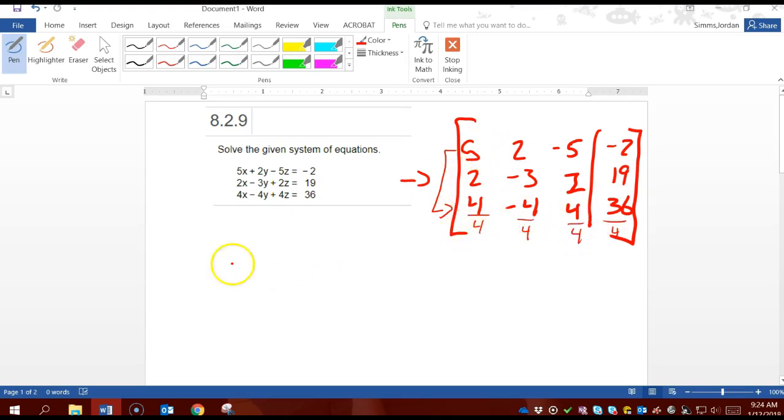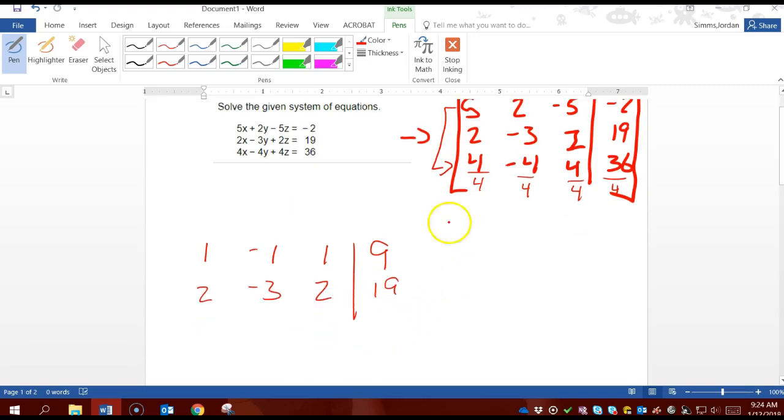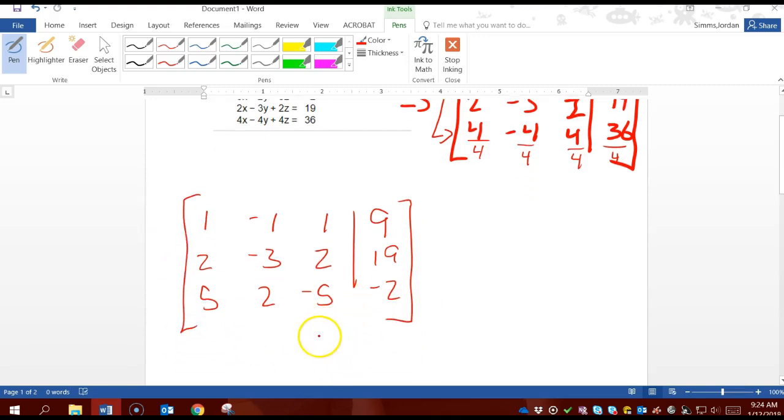So let's do that. That first row, 4 divided by 4 is going to be 1. Then we're going to have negative 1. Then we're going to have 1. And then 36 divided by 4, augment line is 9. And I'll just rewrite row 2 is the same. 2, negative 3, 2, 19. And then my last row, remember, I'm going to swap that down here. So that's going to be 5, 2, negative 5, negative 2. Okay, now you don't have to do that. I'm just trying to avoid or maybe prolong going to fraction town. That's fine. I just want a 1 here.